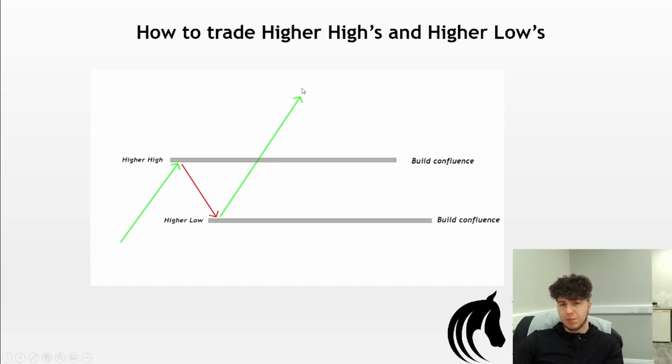So if price breaks a higher high, there are two zones that I am looking to build confluence around. And remember, guys, we've had so many videos in the past with confluences you can use. So if you are struggling for confluences, just go back into previous videos and see if you can build any confluence around these zones. So the first zone which price could come back to, and I like to see these as brick walls.